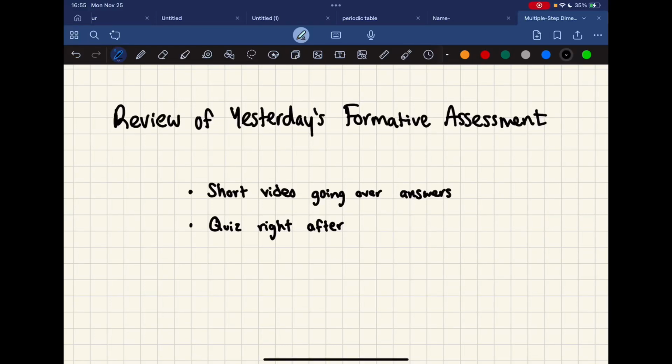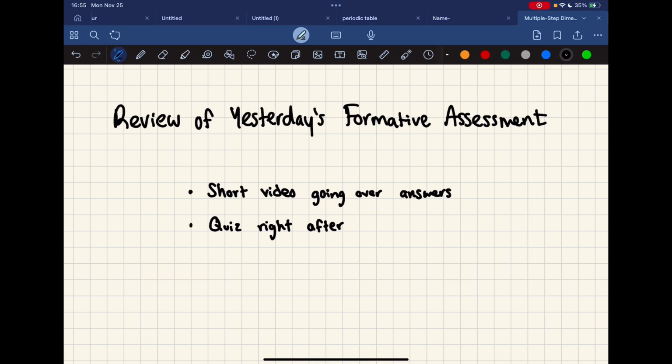Alright, y'all, this is going to be a quick video going over yesterday's formative assessment. I'm going to go over the correct answers as well as some of the most common incorrect answers that you guys submitted yesterday. And then you're going to take a quiz right after. It'll be a very short quiz.